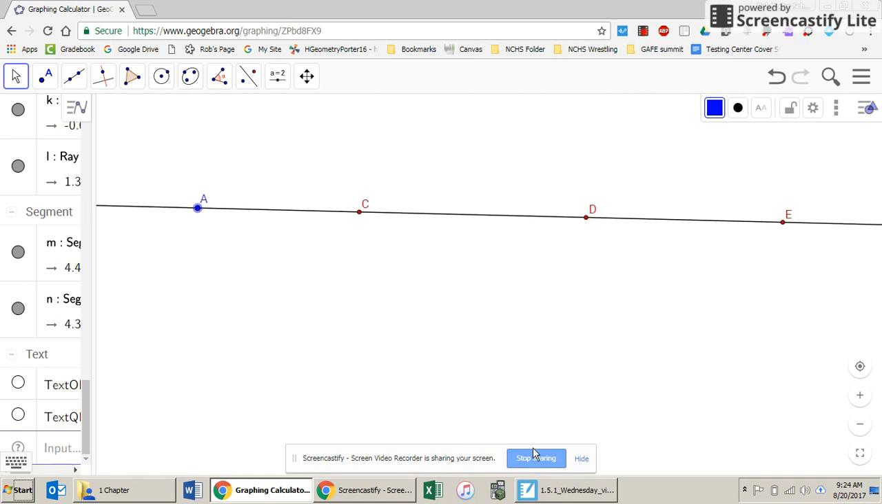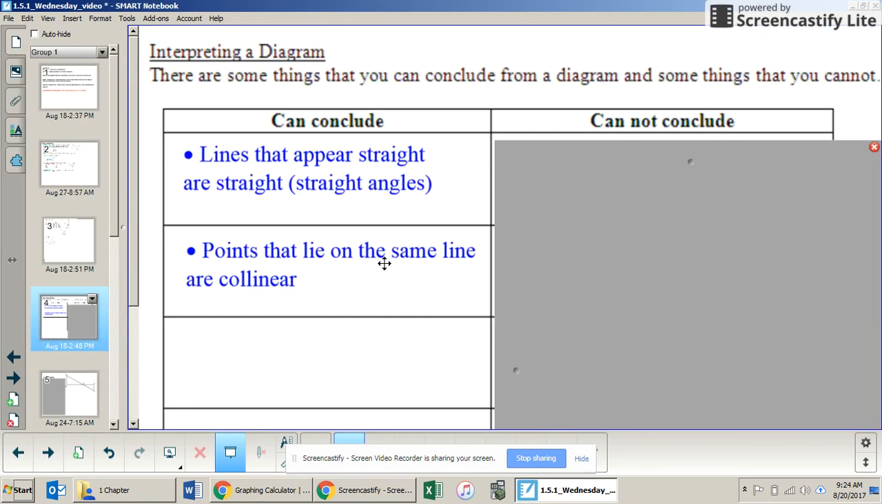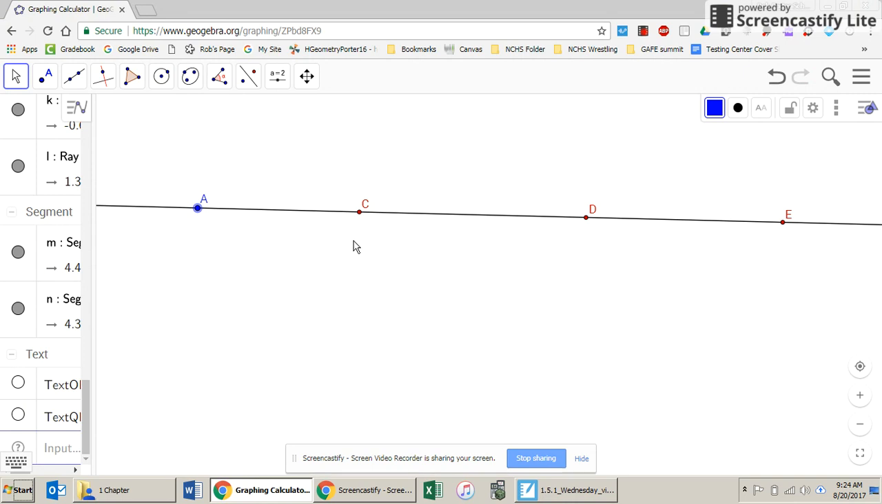And the second part is that any points that lie on the same line, we can assume are collinear. So we have here 3 points, C, D, and E, and they appear to be on the same line. And if they look like they're on the same line, then we can assume that they are on the line and that they are collinear.